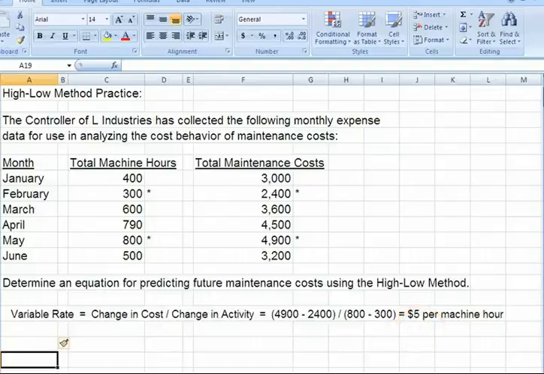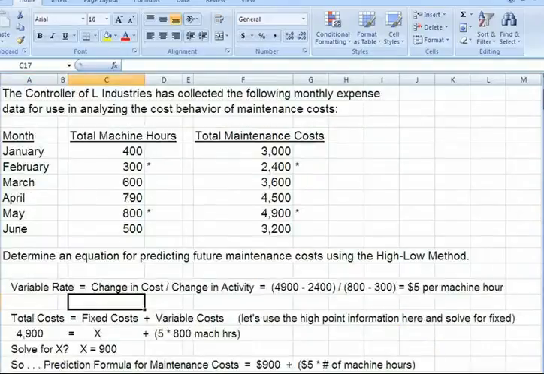Now on to the fixed costs. The fixed cost would be the y-intercept if you're thinking in terms of your old high school algebra class. In more layman terms, we basically say, okay, the total cost for this particular type of cost, maintenance, would be equal to the fixed cost, which we don't know what that is, plus the variable cost.